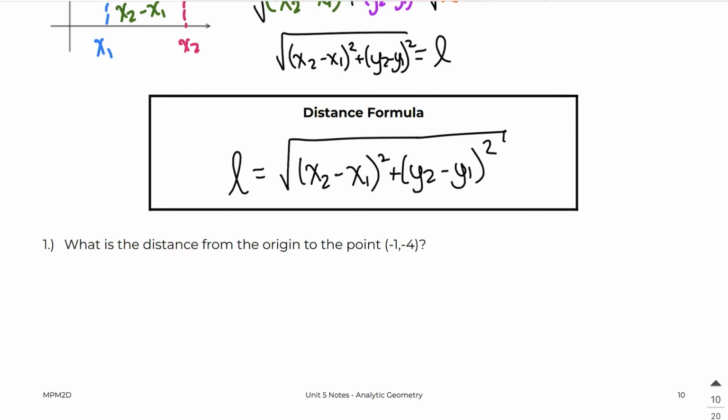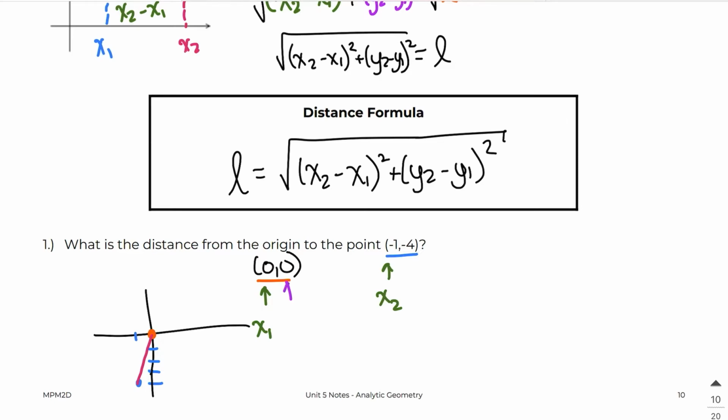So let's apply this to our first example. So it says, what is the distance from the origin to the point -1, -4? So just a reminder, the origin is 0, 0. So when I take a look at this right here, one of my points is at 0, 0, and then the other point is at -1, -4. So here's my other point right here. And I want to calculate this distance right here. So I could draw in my right triangle and do it that way, or I could use the distance formula. So I know right here that 0 is x1, and I know that -1 is x2. And I also know here that this 0 is y1, and this -4 is y2.